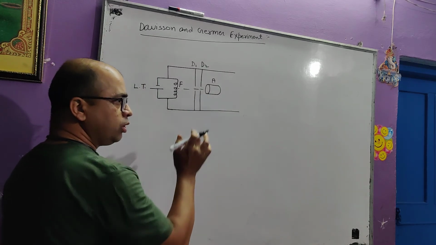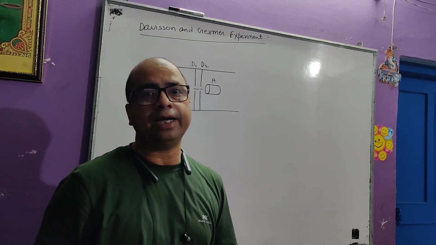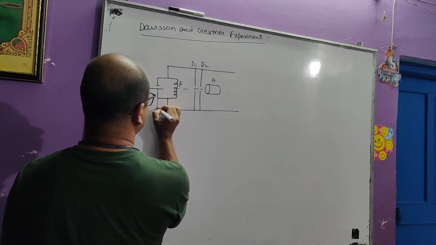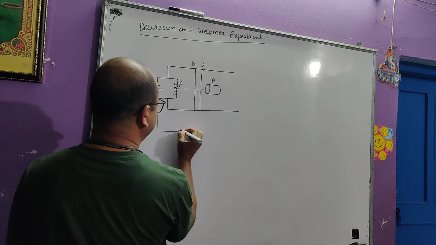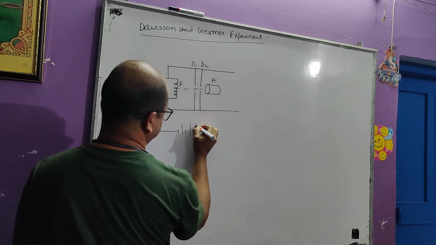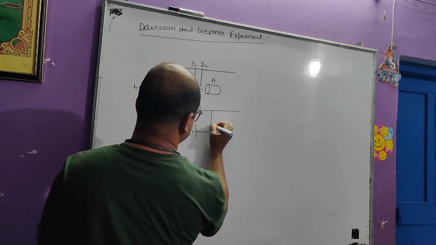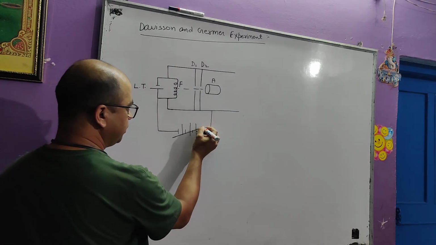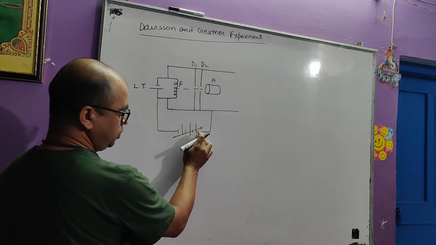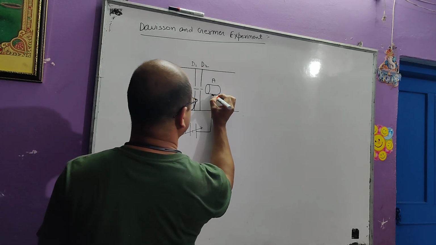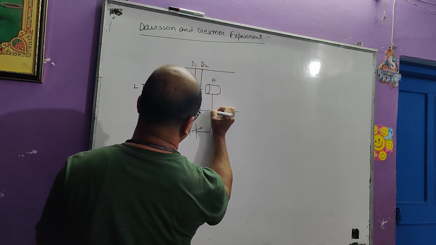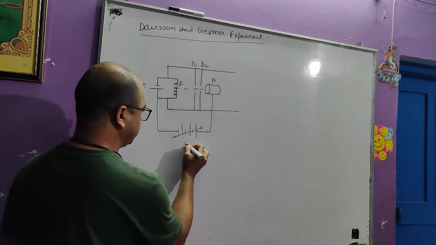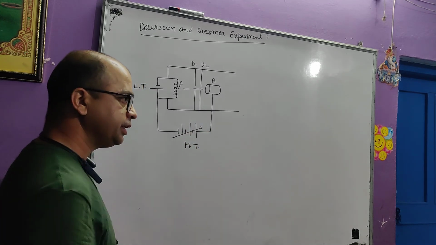It is connected to the positive terminal of a high tension battery. The aluminium cylinder A is connected to the positive terminal of a variable high tension battery. The arrow shows that it is variable. The hollow aluminium cylinder A is connected to the positive terminal of the high tension battery, denoted by HT.